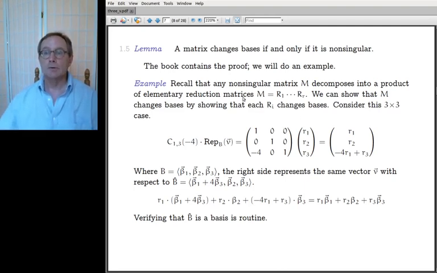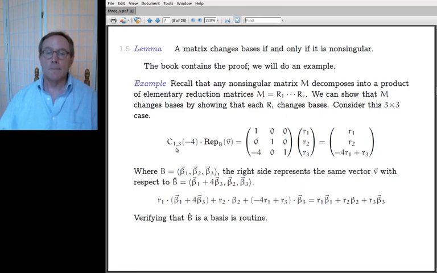So here's an example. I'm going to take a non-singular matrix M, and any non-singular matrix M decomposes into a product of elementary reduction matrices, right? You remember that you Gauss-Jordan reduce M to the identity, and then you express that as the identity times all of those. And so we can show that M changes bases by showing that each Ri changes bases.